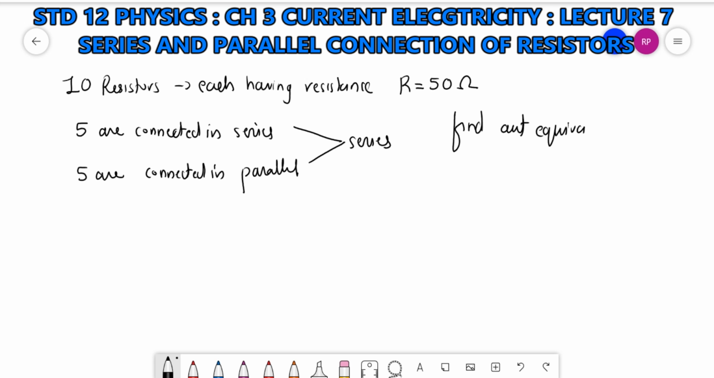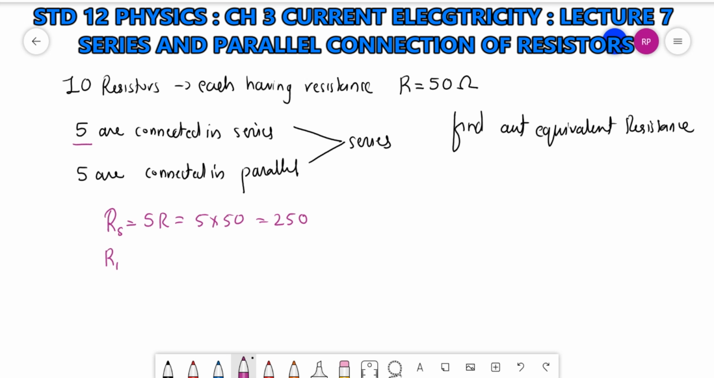Now you have to find out the equivalent resistance. Now see, 5 are connected in series, and all are having 50 ohms. So what was our shortcut? N into R, if N resistors having the same resistance are connected in series. So the series connection Rs will be 5 into R, 5 into 50, that will be equal to 250.